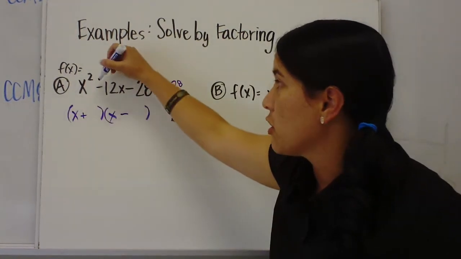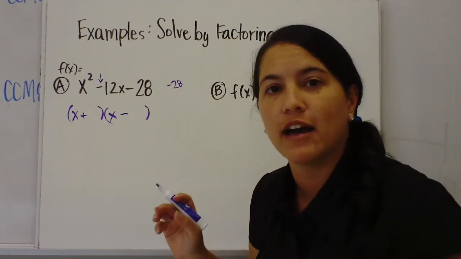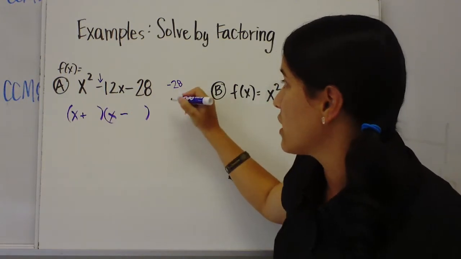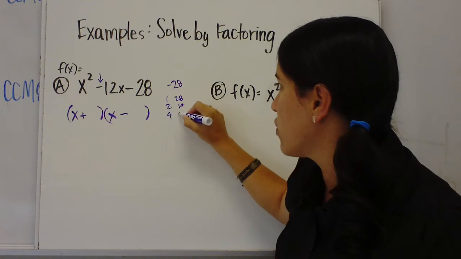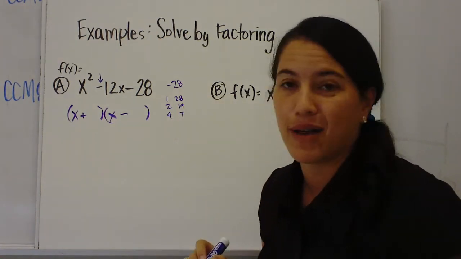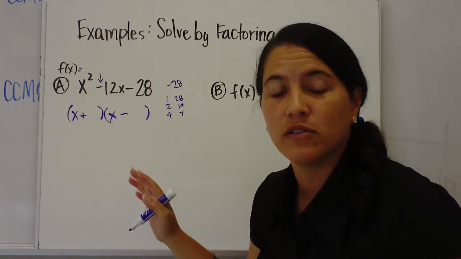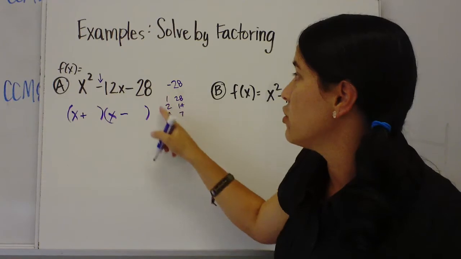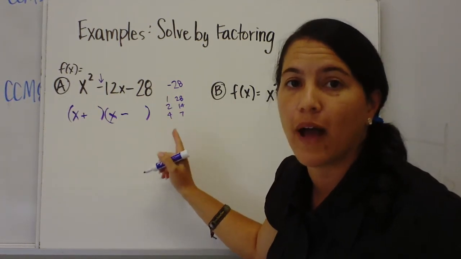The middle term is negative. So what you have to do is think about how to get a negative 12 by using these factors. The factors of 28: 1 and 28, 2 and 14, 4 and 7, and that might be it. You use the factors of the last number, and then you have to add them to get the middle term. So looking at these factors, do you notice the 2 that will add?